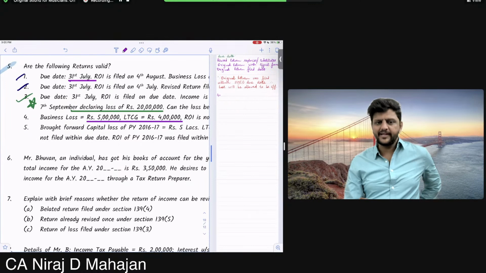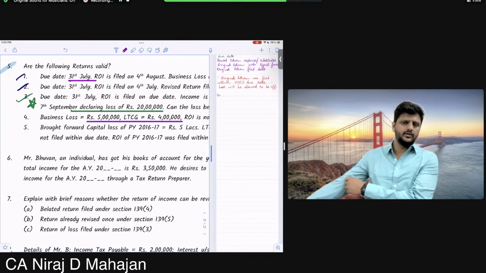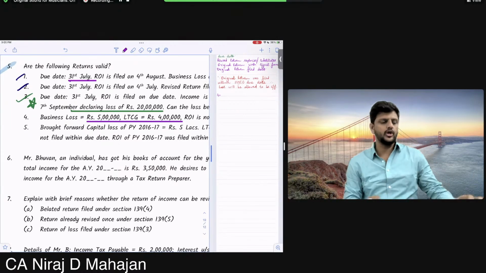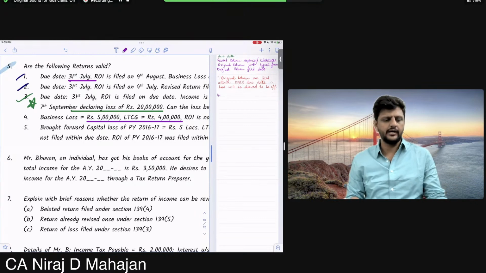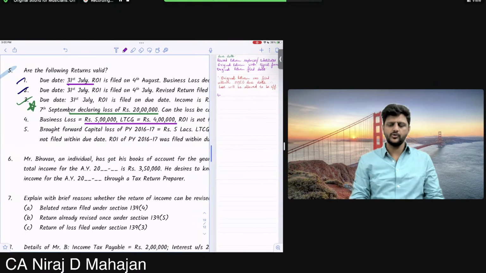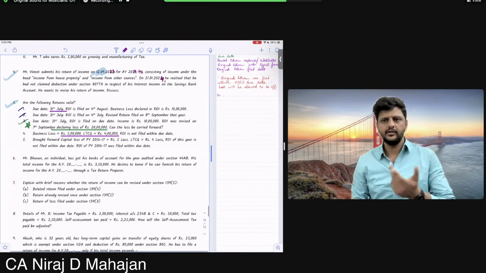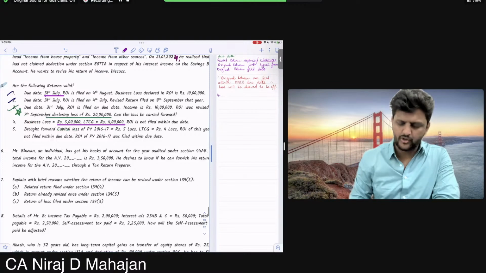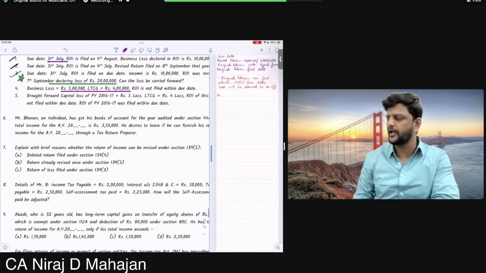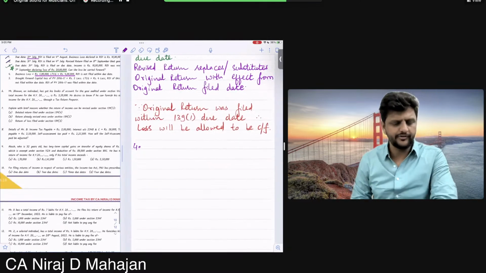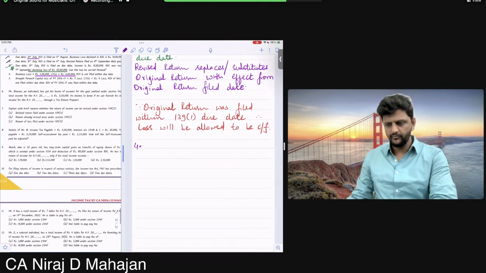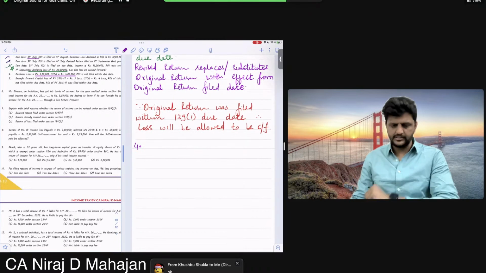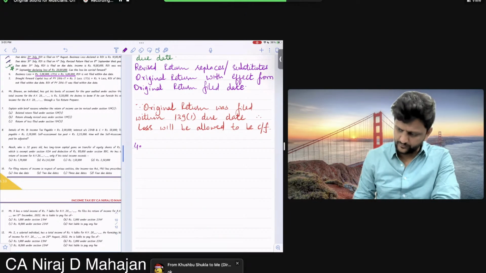So the loss is 5 lakhs, but the gain is 4 lakhs, LTCG. We can set it off. So the balance business loss is only 1 lakh. And since ROI was not filed within due date, that 1 lakh will lapse. 1 lakh we cannot carry forward. But setting off we can definitely do. Yes, still here? Everybody okay? Write on.